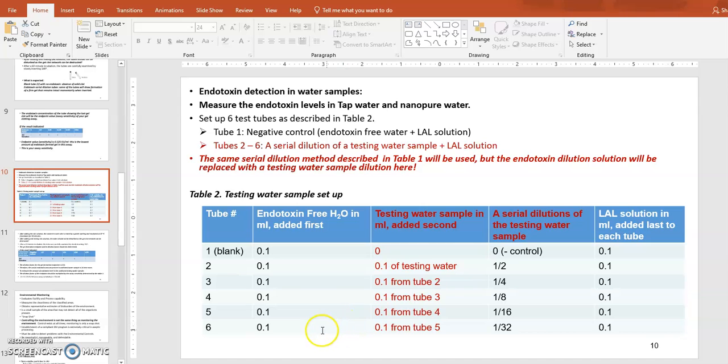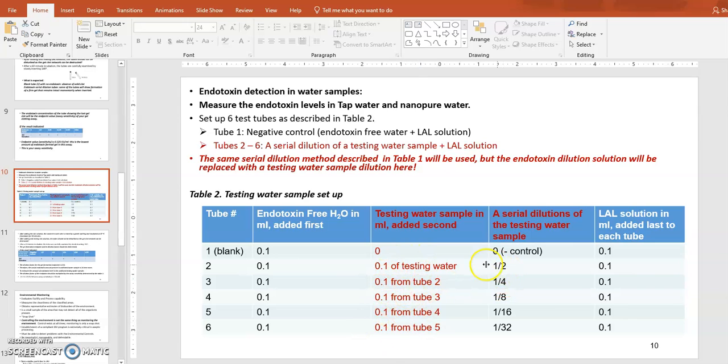Okay, and then pipe it up and down, and then from this tube you're going to discard 0.1 mL. Same serial dilution. Okay, now the only difference is what? Instead of adding endotoxin there, you're adding the testing water here. Okay, you're creating a serial dilution of testing water there, right?